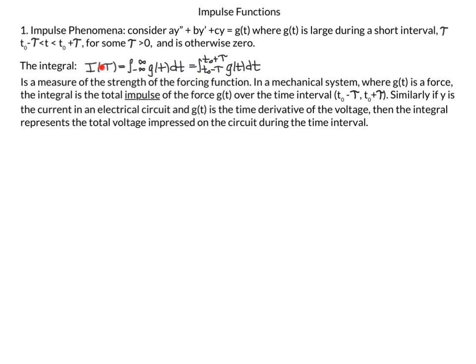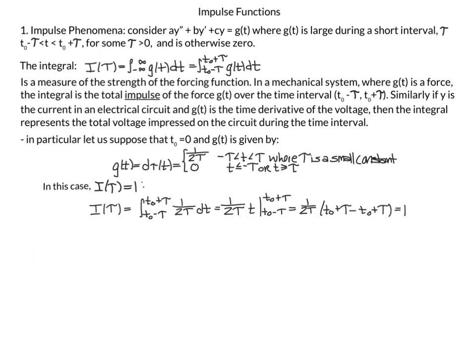And then we can define this integral here as the integral of tau of g of t from negative infinity to infinity, but since it's 0 everywhere except in this interval, that becomes the integral from t naught minus tau to t naught plus tau of g of t. And this is a measure of strength of this forcing function.